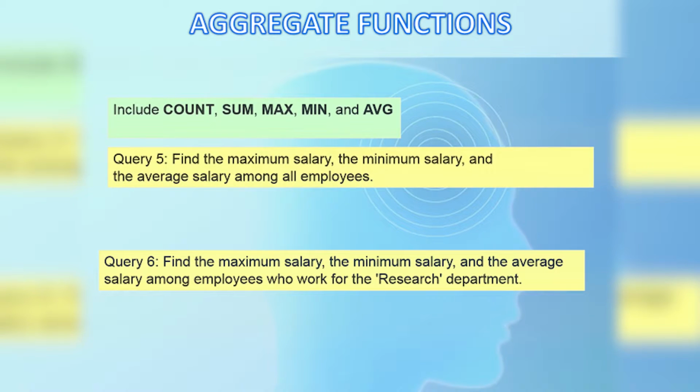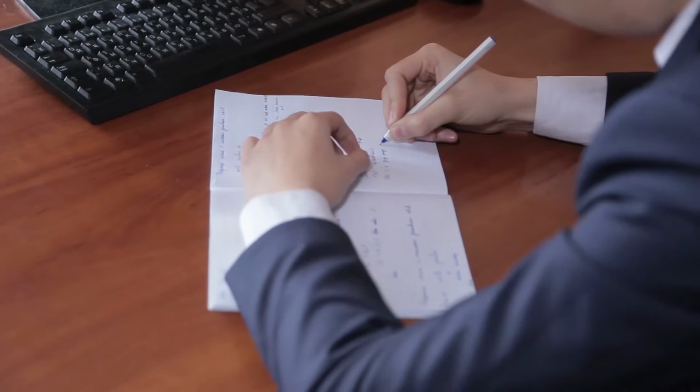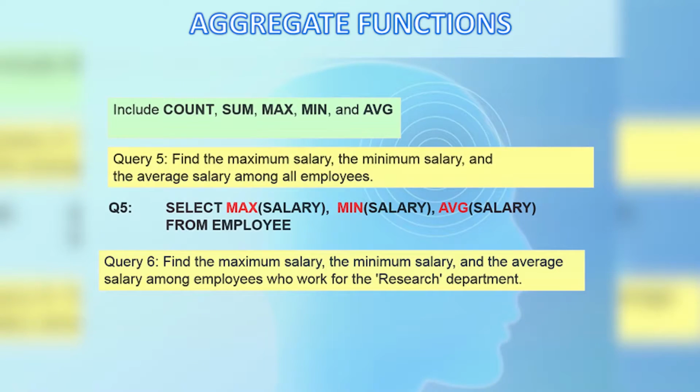Aggregate functions. Let's see the examples for aggregate functions. Include count, sum, max, min, and average. Query 5. Find the maximum salary, the minimum salary, and the average salary among all employees. The text of query: select max salary, min salary, AVG salary from employee.